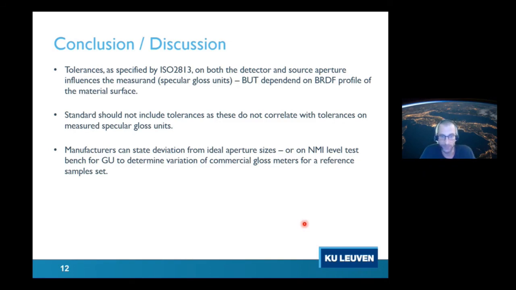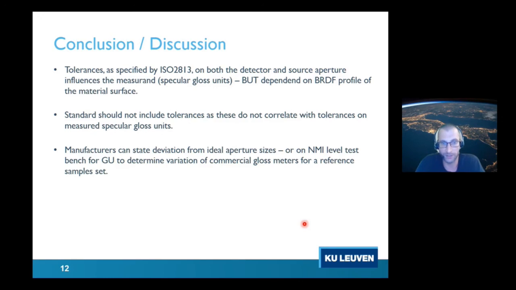Or you could have, for example, a test bench. I saw that at NMI level we have these gloss reference setups, so that we can measure the gloss units for a set of samples which all have different BRDF profiles. Then you put a commercial gloss meter in there, measure this reference set of standards, and see what their deviations are from the values measured at the NMIs.